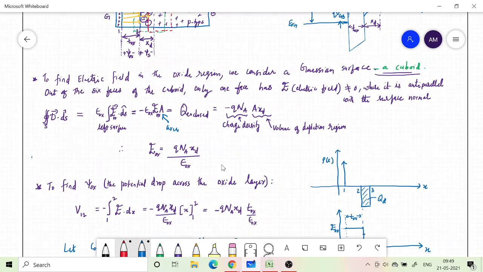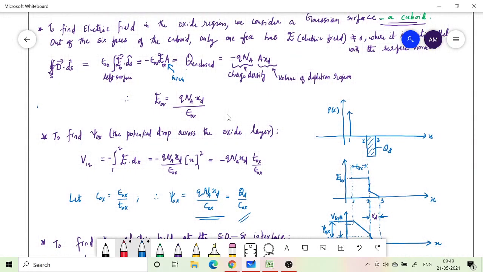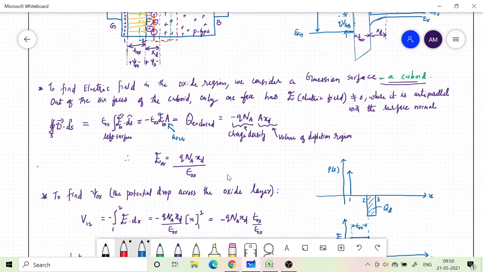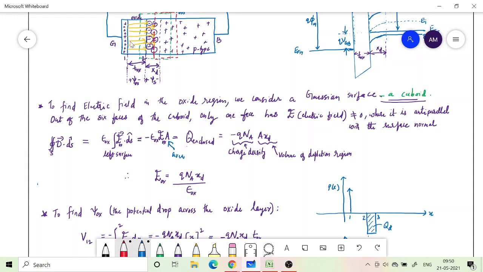Okay. Now once you find the electric field in a region, that electric field Eox is going to be constant in the entire oxide region, because the electric field or the flux lines are not going to be terminated in between. They are all going to be terminated after this interface, because that is where the negative charge is going to be. So it originates from the positive charge and terminates in the negative charge, and in the oxide region we assume that there are no charges.